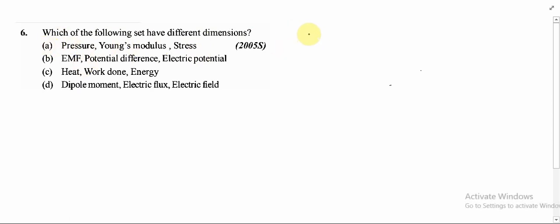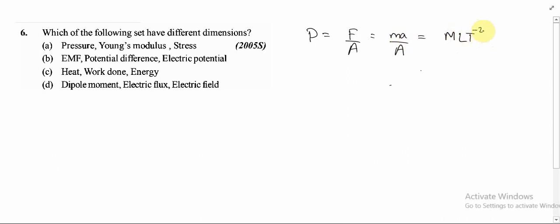So the first physical quantity is pressure. We know that pressure is force per unit area. Force can be written as mass into acceleration, so this will be ma divided by A. So we can try to find the dimensional formula. Mass is M, acceleration is L T power minus 2, because the unit is meter per second square, so you can get the dimension from that.